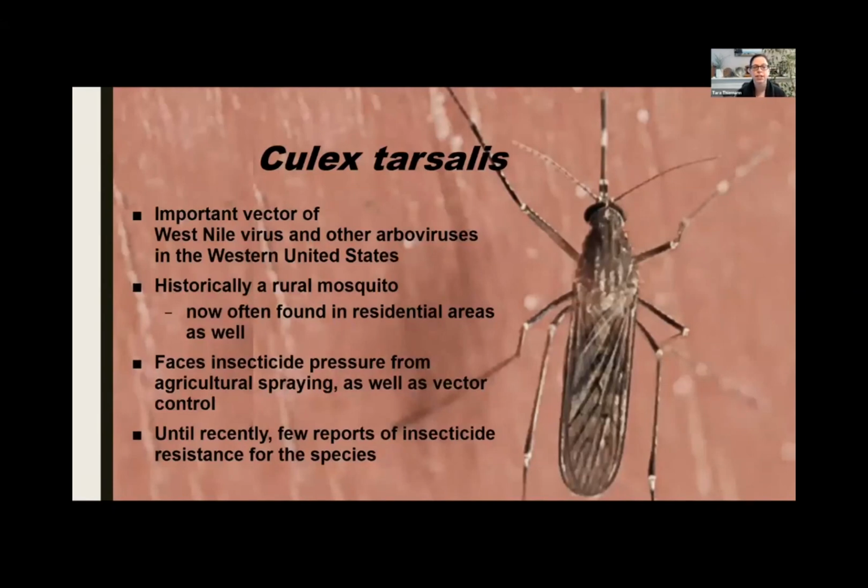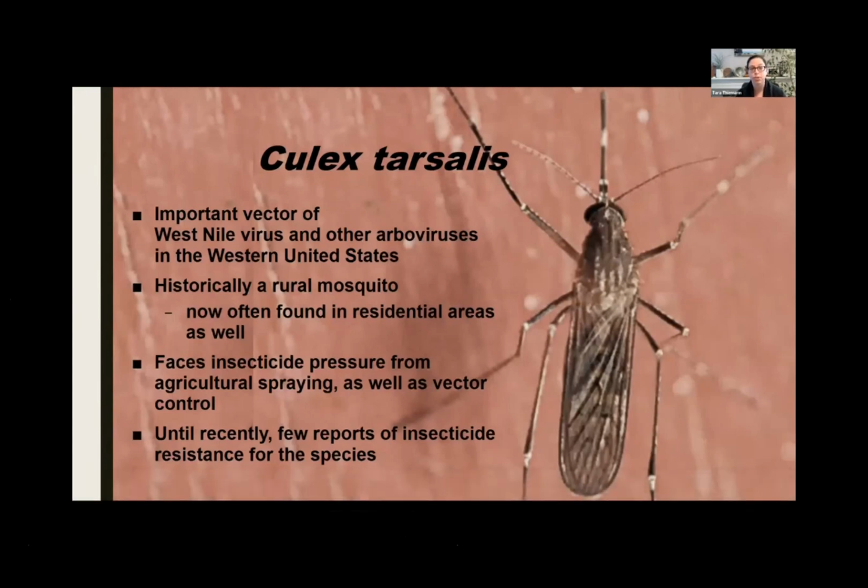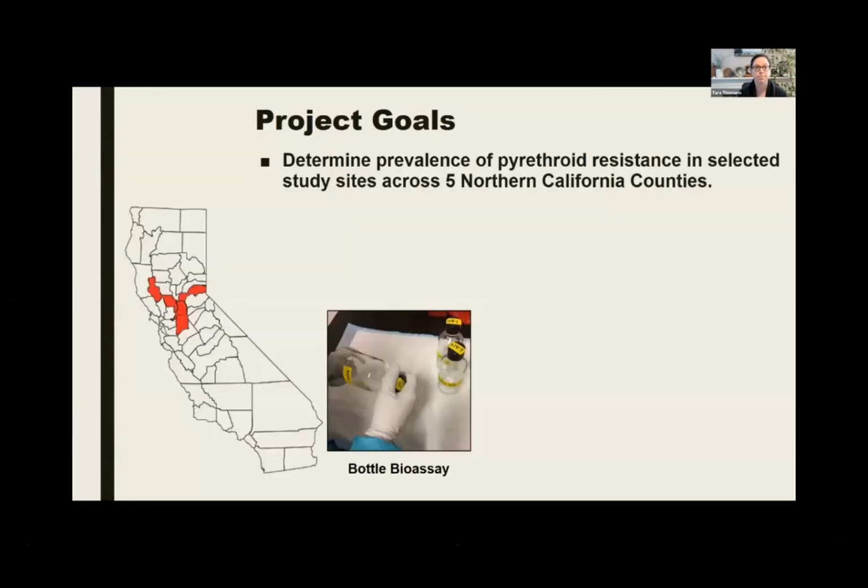So I'm going to be talking about Culex tarsalis, probably not news to anyone here. This is an important vector of West Nile virus and other arboviruses in the Western US. Historically, this mosquito is a rural mosquito, though now it is often found in residential areas as well. Because of where it's found, it faces insecticide pressure from agricultural spraying as well as vector control, and until recently, few reports of insecticide resistance had been reported. Now, I will say that over the last few years, that has changed. There have been more and more reports of resistance in tarsalis.